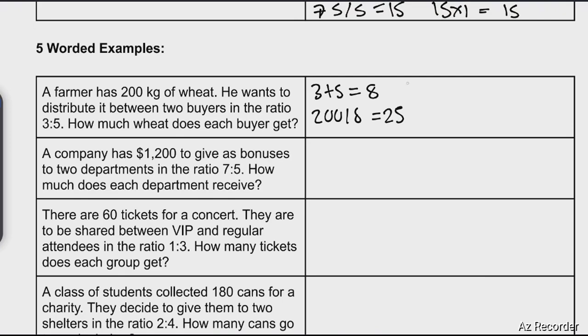And then we want to times that by either side of the ratio. So 25 times 3 is equal to 75. 25 times 5 is equal to 125. So each buyer gets 75 to 125. So, one buyer gets 75, the other buyer gets 125.